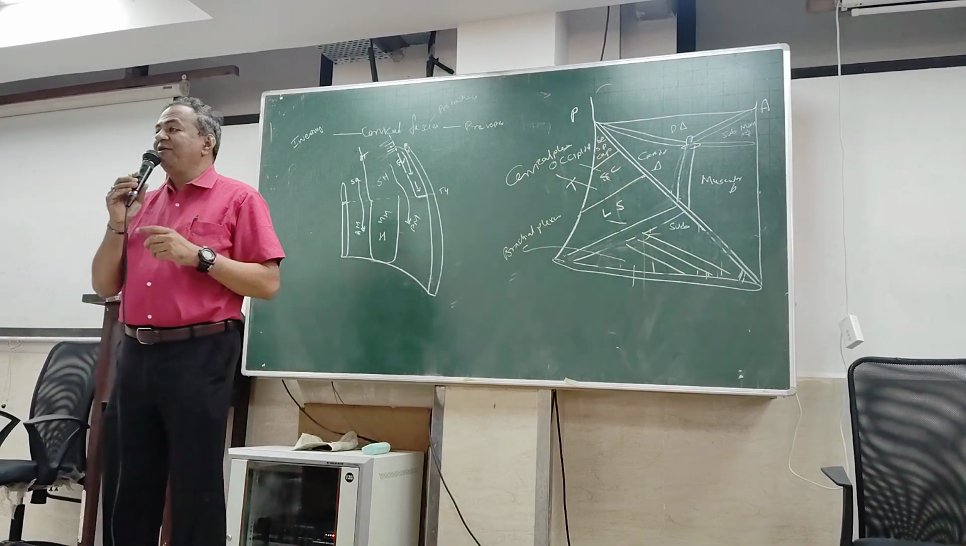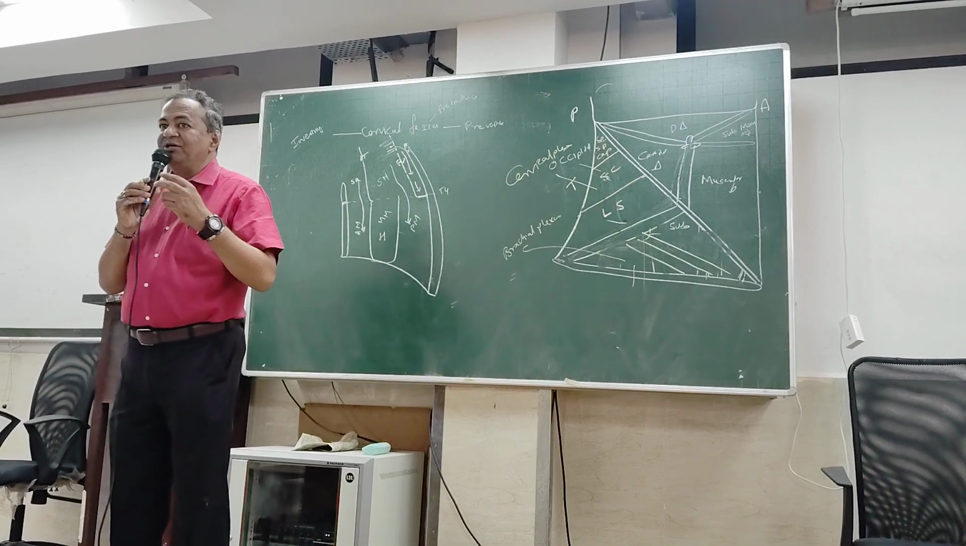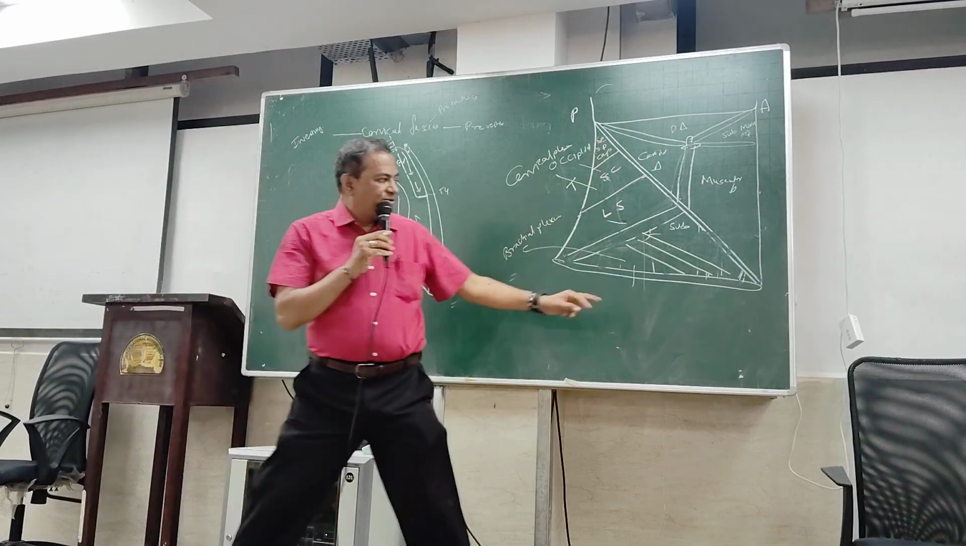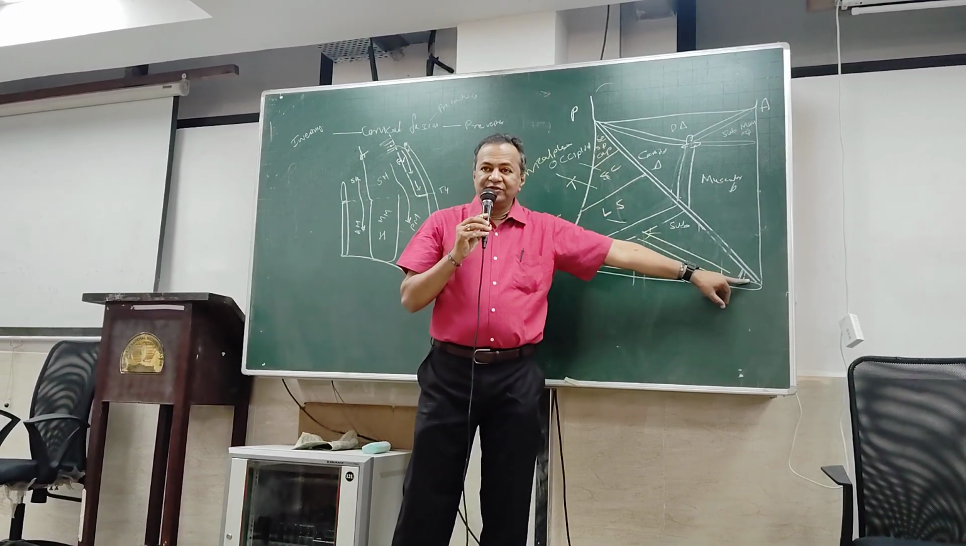What is lesser supraclavicular fossa? Between the two heads of sternocleidomastoid. Between the two heads of sternocleidomastoid is lesser supraclavicular fossa.